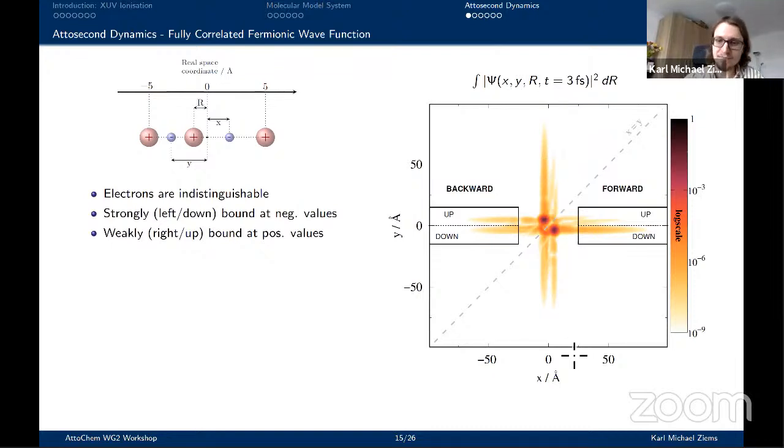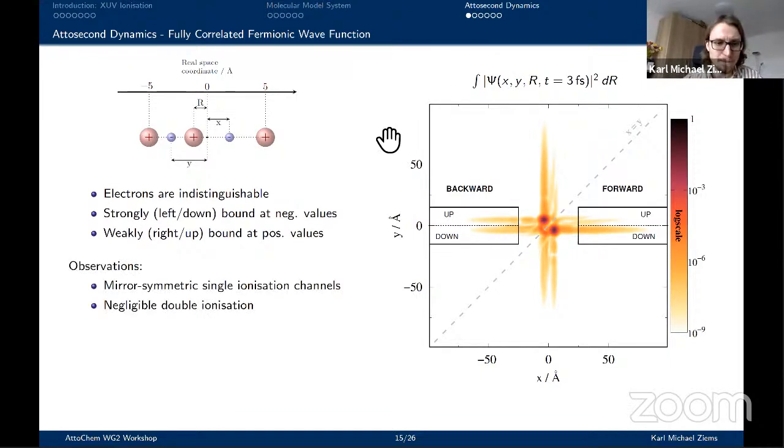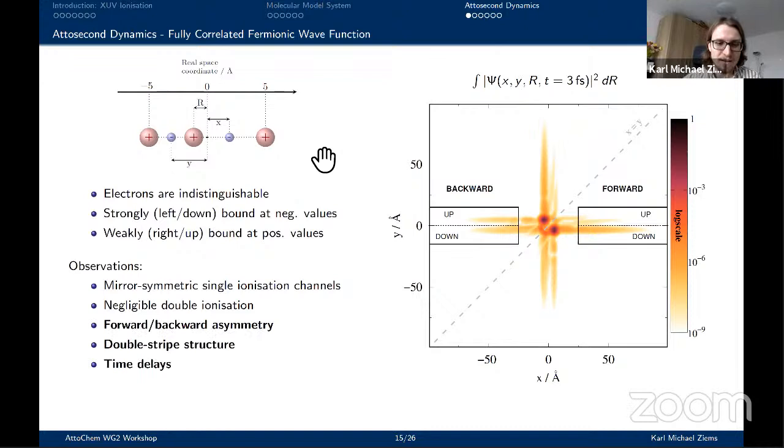Again, electrons you cannot distinguish, so this is fully mirror symmetric because we have nothing in our Hamiltonian that couples the two electronic degrees of freedom. We don't have anything like a spin-orbit coupling in there. We also see that double ionization does not play a role here. So what can we say in a qualitative picture here already for our ionization dynamics?